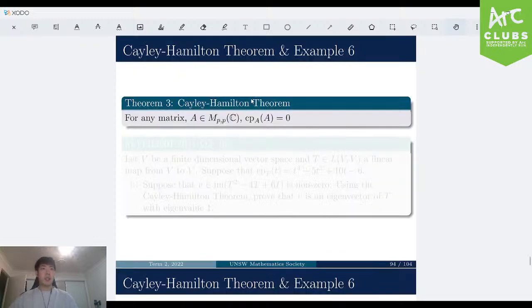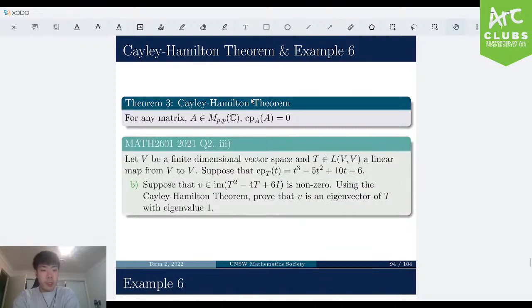Okay. Let's move on. So the last bit in this Jordan form chapter is the Cayley-Hamilton theorem. It simply says that for any square matrix A, whether P by P or N by N, as long as it's the same number, the characteristic polynomial evaluated at the matrix A is always equal to 0.